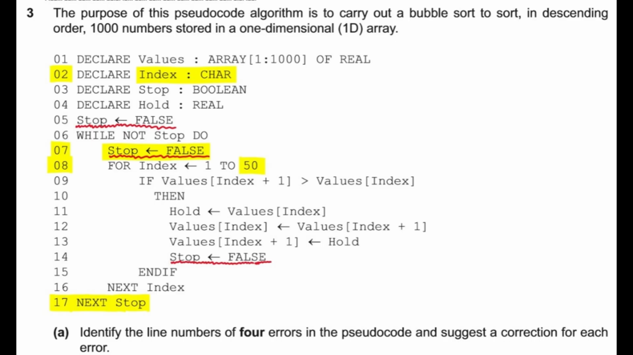Syntax error number 2 is in line number 8. For index assigned to 1 to 50, 50 is going to be replaced by 1000 because there are 1000 numbers in this one-dimensional array. The last syntax error, the third error in this program, is in line number 17. Next stop is going to be replaced by end while because next stop is the format for a for loop, and in a while loop we use end while to mark the end of the loop. These are the 3 syntax errors, and there is 1 logical error in this program.